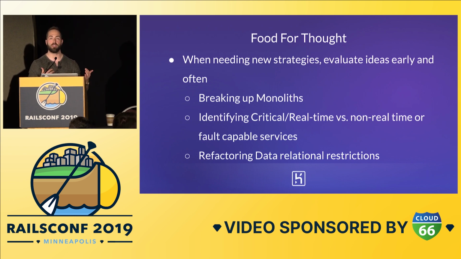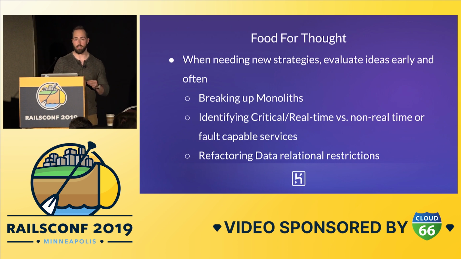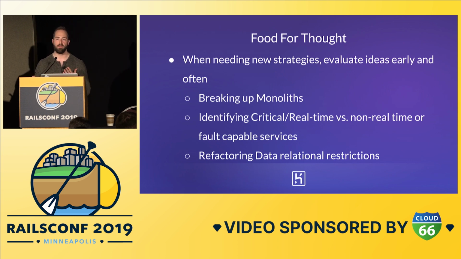Identifying those critical real-time applications versus non-real-time or fault-capable services, things that can be eventually consistent, can also help you determine what's really urgent to go fix. So I would highly encourage that idea to understand what you can live with a little bit of lag or some caching at the content layer, or giving customers a view of something that may be 5 to 6 hours old. They don't need the upfront, refresh-data-today experience.